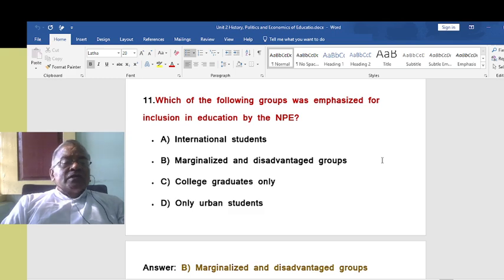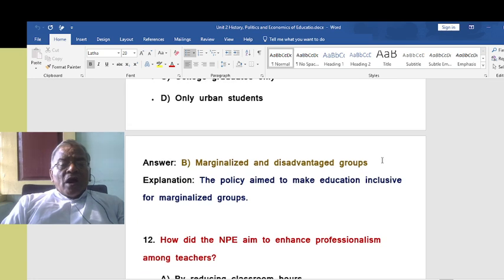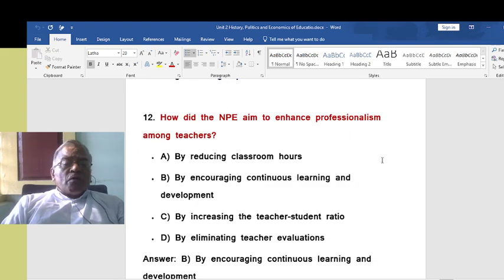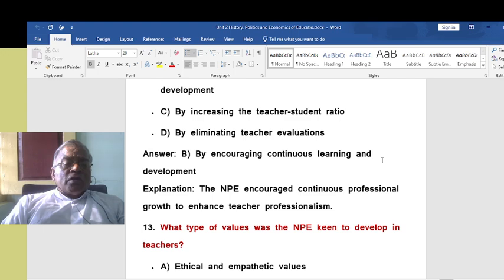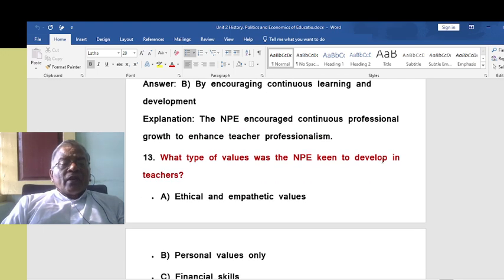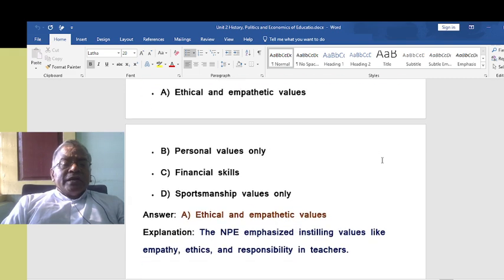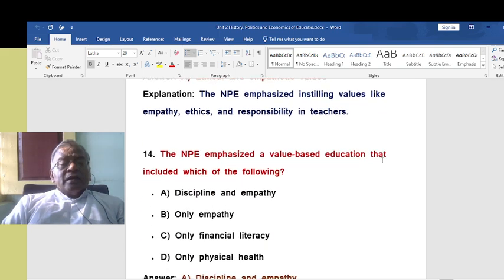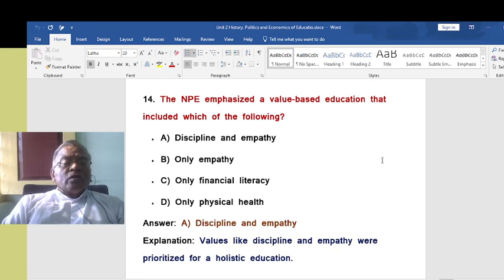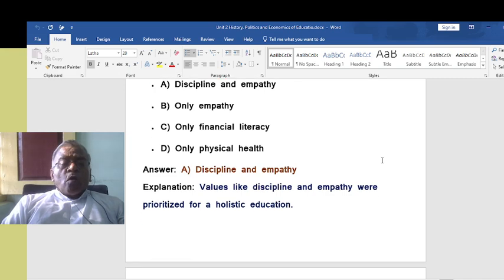Which of the following groups was emphasized for inclusion in education by the NPE? Marginalized and disadvantaged groups. The policy aimed to make education inclusive for marginalized groups. How did the NPE aim to enhance professionalism among teachers? By encouraging continuous learning and development. The NPE encouraged continuous professional growth to enhance teacher professionalism. What type of values was the NPE keen to develop in teachers? Ethical and empathetic values. The NPE emphasized instilling values like empathy, ethics, and responsibility in teachers. The NPE emphasized a value-based education that included which of the following? Discipline and empathy. Values like discipline and empathy were prioritized for holistic education.